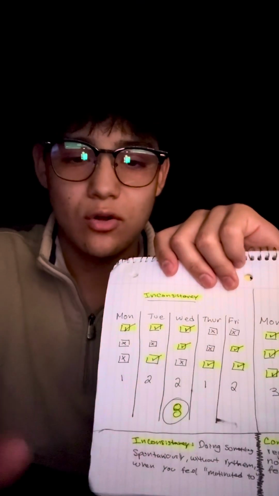Okay, and then on Tuesdays, we only did it twice, twice on Wednesdays, once on Thursday, and twice on Fridays. So this is a very random chart. There's no actual pattern. There's no consistency at all. There's just days I do it and days I don't do it. Okay, so our total was 8 out of 12, and there was no pattern. There was no consistency at all.